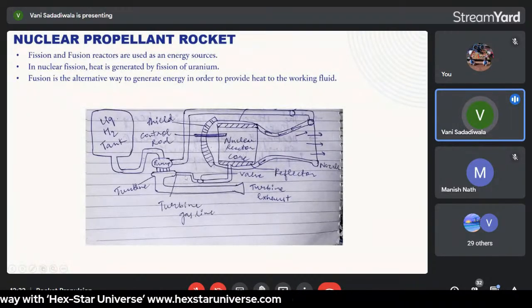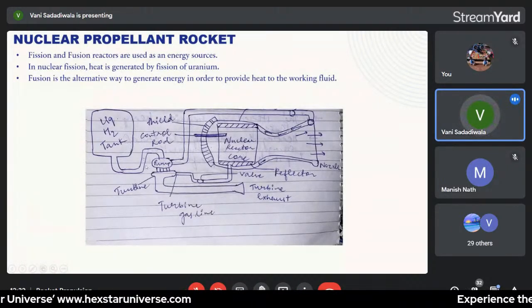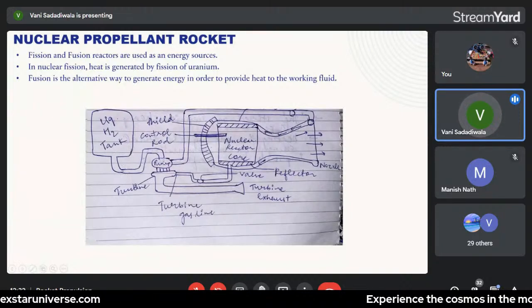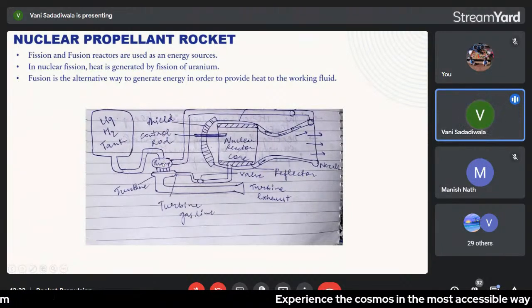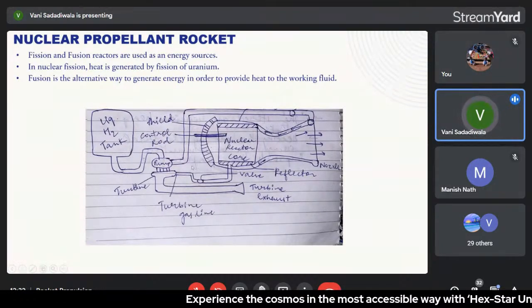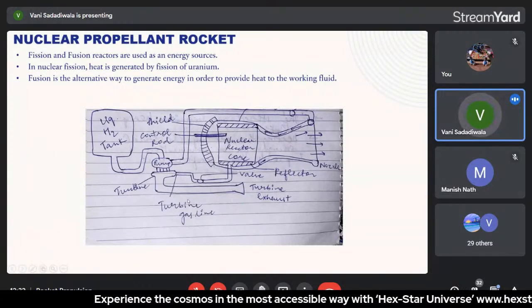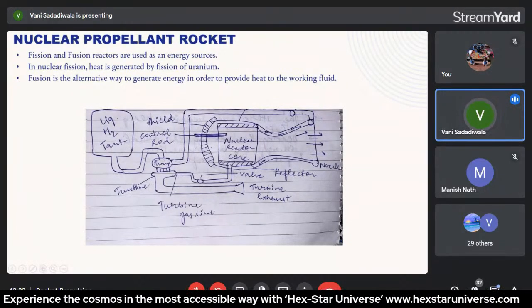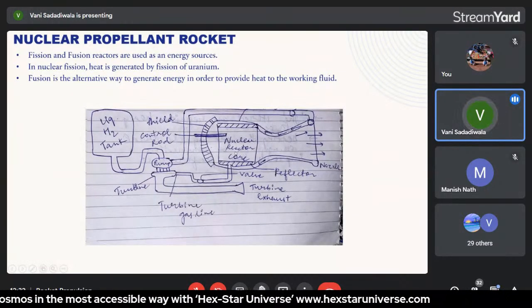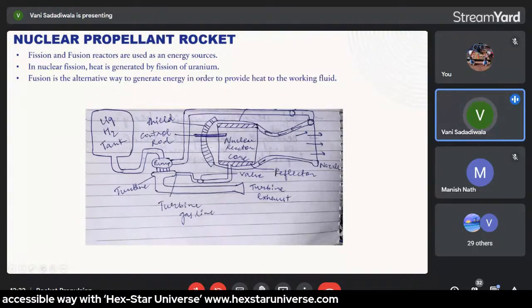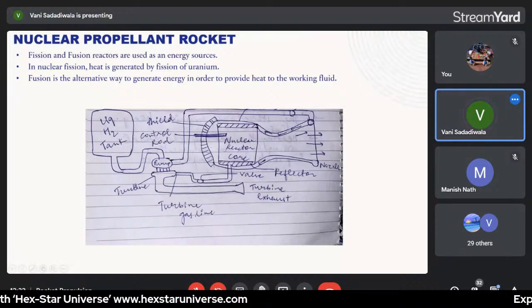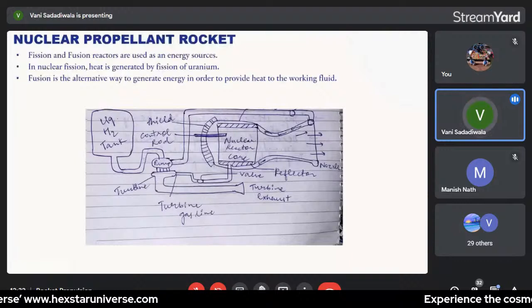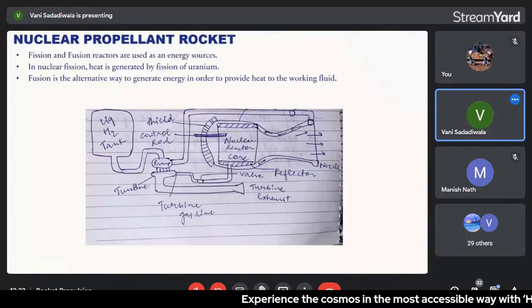There is a pump which allows the liquid H2 to flow without any hindrance or disturbance, and the turbine gas line which determines that the heat generated and the working fluid are in a stable state, and it allows the expansion of the working fluid as well. And last is the nozzle which imparts the flow at a higher velocity.